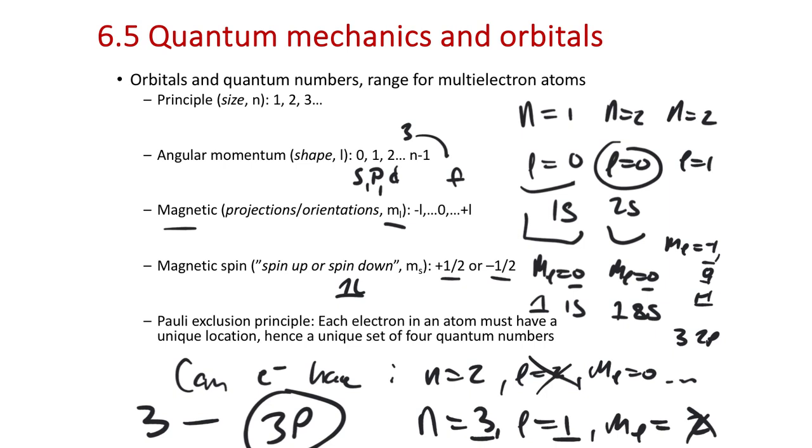The d is the L2. L2 ranges minus 2, minus 1, 0, 1, 2. That's 5 orbitals. So we get a block of 10 elements across, for 2 electrons in each of those orbitals.